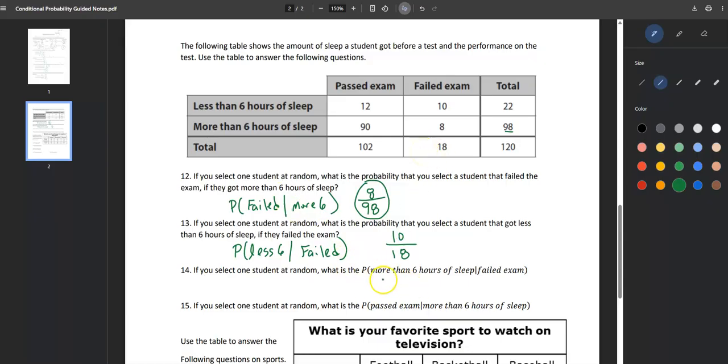Okay? Looking at this one, what's the probability of getting somebody that's got more than 6 hours of sleep if they failed the exam? So I'm looking, again, at those that failed the exam. So this would still be out of 18, and we'd have 8 that got more than 6 hours of sleep. And then number 15, what's the probability they pass the exam if they got more than 6 hours of sleep? So now I'm looking at this 98 again. And if they pass the exam, that would be 90 for that.